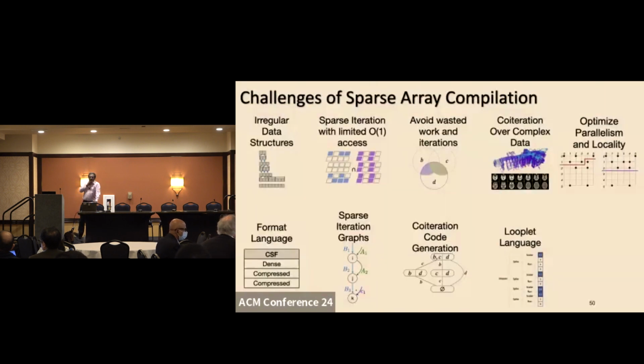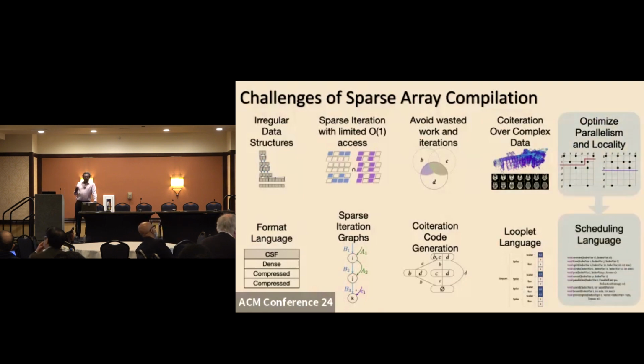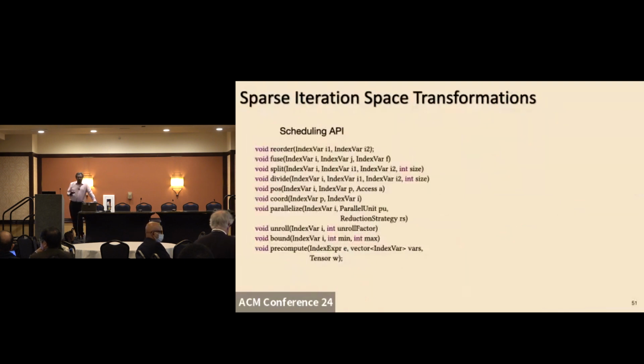The last thing I want to add here is how to optimize for parallelism and locality. Here, what we realized is compilers are not oracles. They always make mistakes. They don't know. So we need some human support. We came up with a scheduling language. If you have seen Halide, it's very similar.